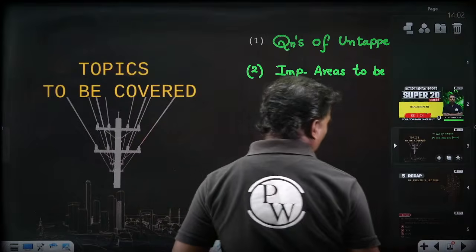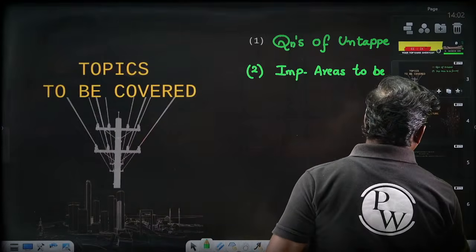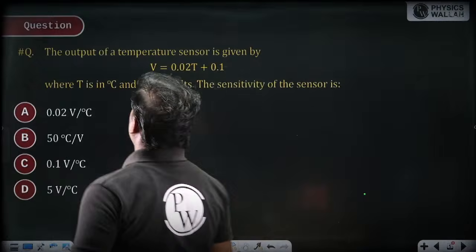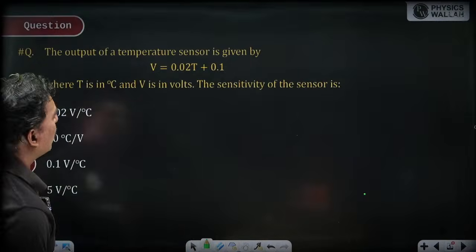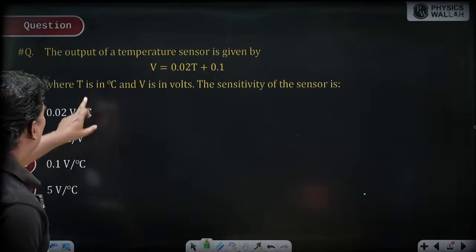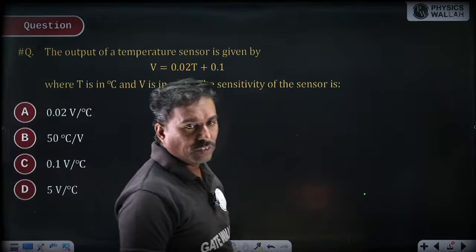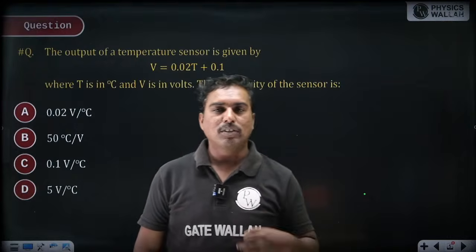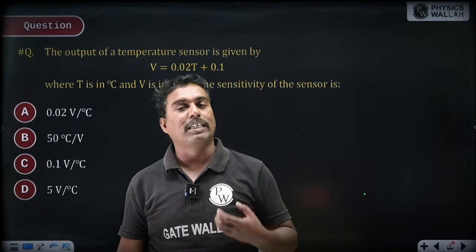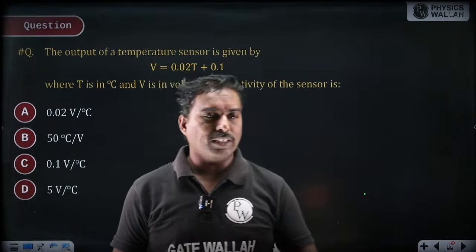Let us start from the first question. So see this type of question. The output of a temperature sensor is given by this, where T is in degrees Celsius and V is in volts. The sensitivity of the sensor is, don't think it is a sensor question. Why? Because in measurements we have a context called sensitivity. So how to calculate the sensitivity?